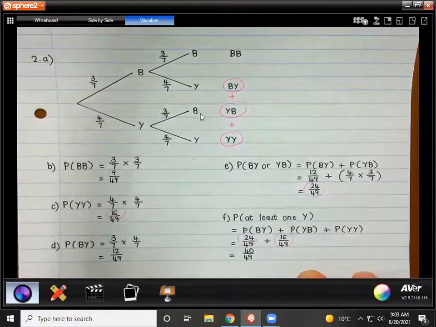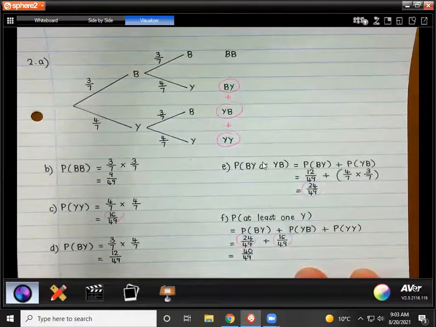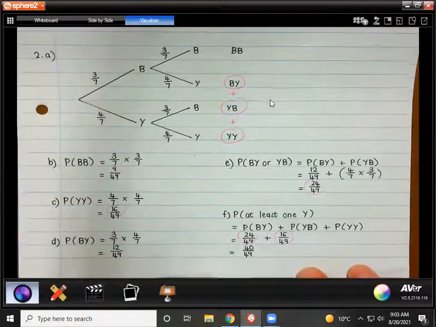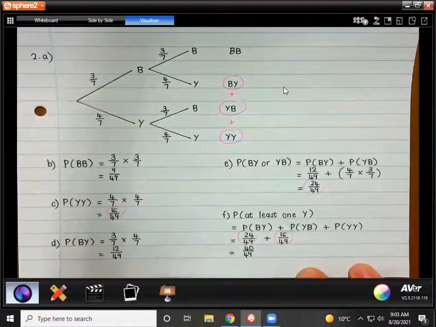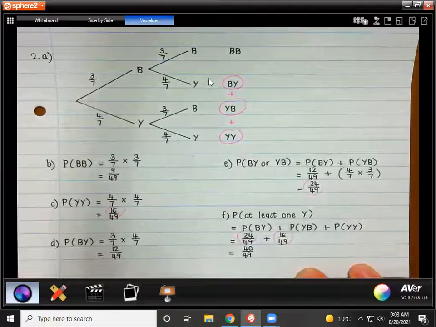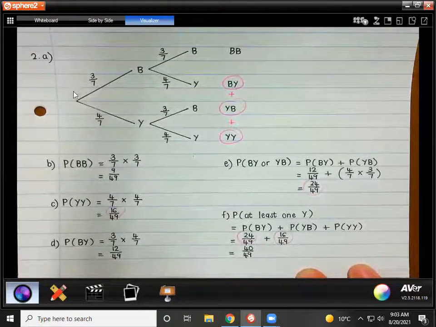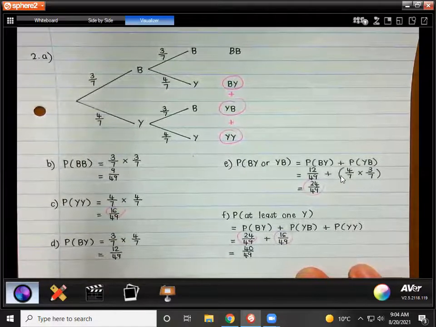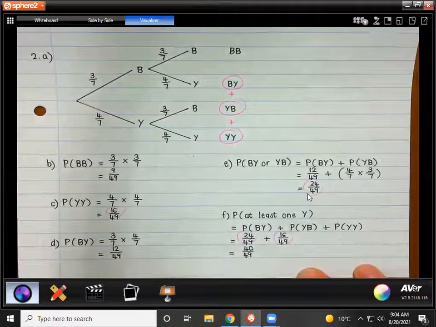E, what is the probability of... this is the same type of question as up at the top, that you had a black and a yellow ball in any order. So it could be first black and then yellow, or first yellow and then black. They just wanted 2 different colors. So we have to find the probability of black, yellow, which we found in the previous question already, right? 12 over 49. Then we add the probability of yellow, black, which is 4 over 7 times 3 over 7. Then we get our answer, 24 over 49.